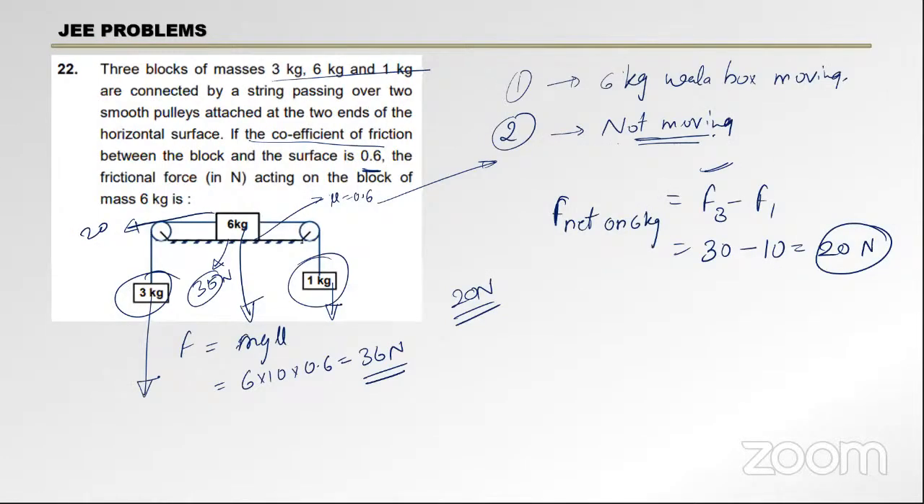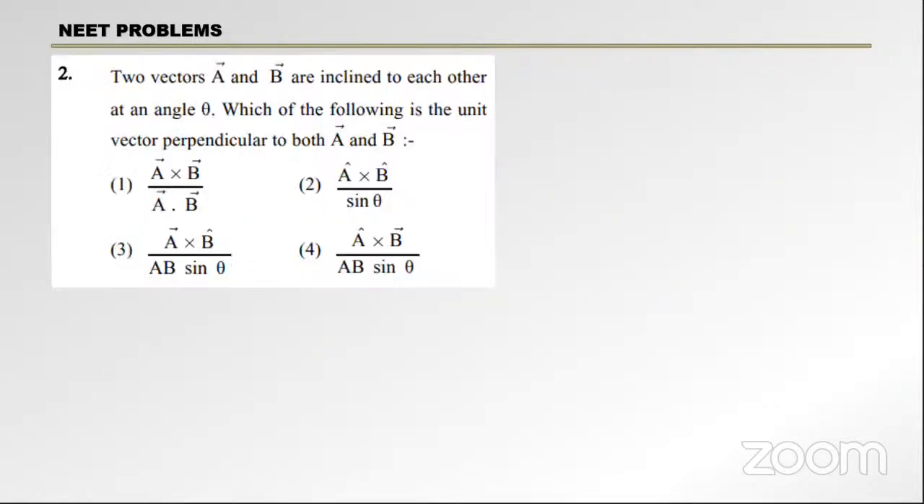Chalo, now let's move to NEET questions. Okay, this question may confuse you sometimes. So in this question, it is telling there are 2 vectors A and B that are inclined to each other at an angle theta. Okay, A vector, B vector, theta angle par hai. Option 2. I know option 2 is correct. Explanation should be there, na?